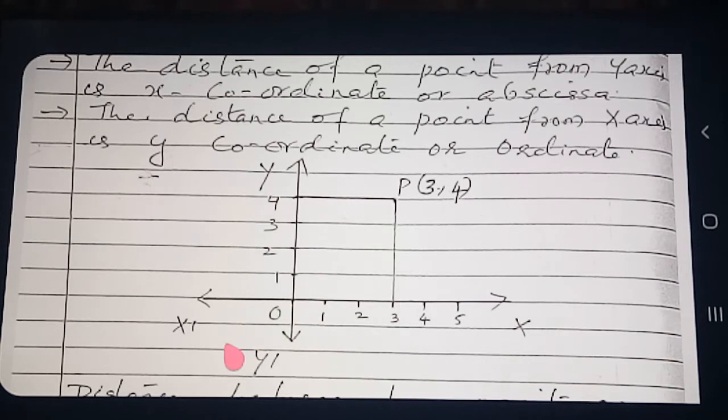For example, one question is asked in this way: the point (-3, -4) lies in which quadrant? What will we say is the answer? For (-3, -4), x coordinate is minus and y coordinate is minus, so it will lie in the third quadrant. Similarly, the ordered pair (-3, 5): x is minus and y is positive. So it will lie in which quadrant? Second quadrant. In this way, very easily you can identify which quadrant the points lie in.